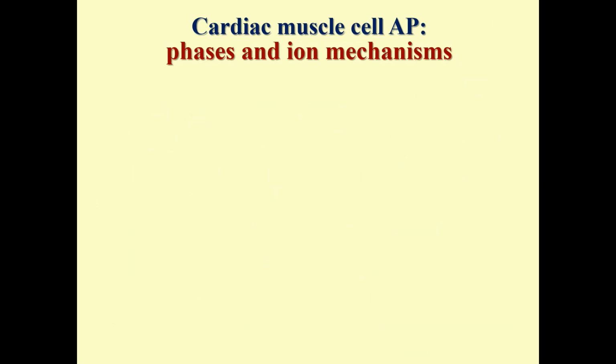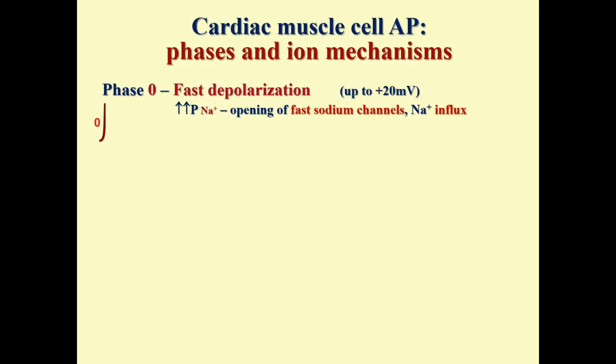Then let's again follow the phases and ion mechanisms of the 4 phases. Phase 0, upgoing. This is fast depolarization from -90 up to +20 millivolts. What is the basis for this phase? Opening of the fast sodium channels and sodium influx into the cell. Also, at this moment, potassium permeability decreases as compared to the resting state. And in the end of this phase, just a little beginning of increase in permeability for calcium occurs. Just a little, it starts.